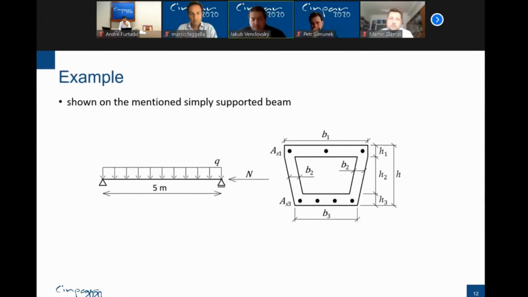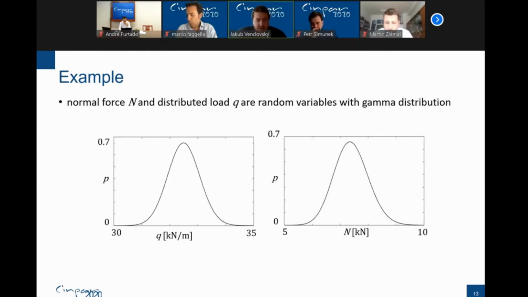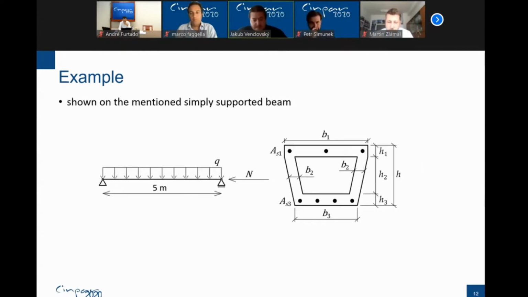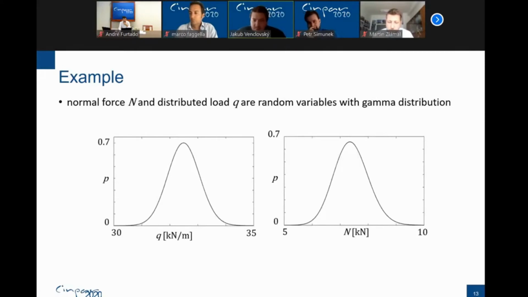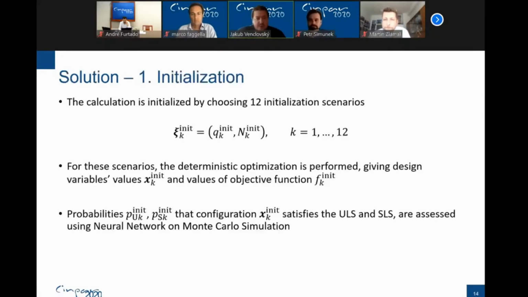The whole algorithm will be shown on the mentioned example, where the normal force N and distributed load Q are random variables with gamma distribution. As you can see, the distributed load is around 32.5 kilonewtons per meter, the normal force around 7.5 kilonewtons. So what does the algorithm look like?